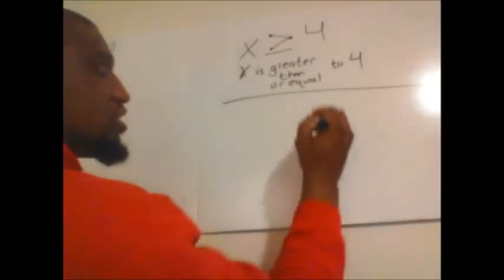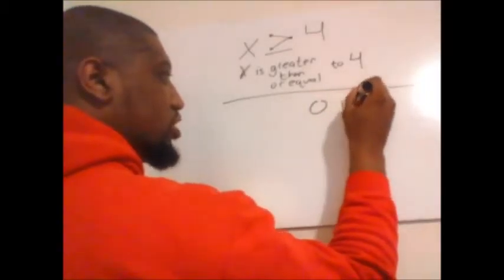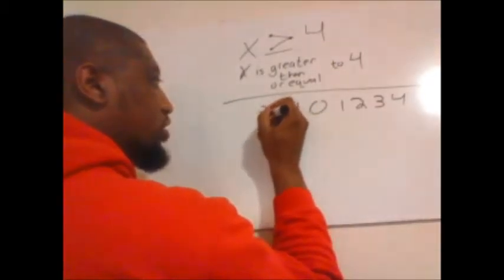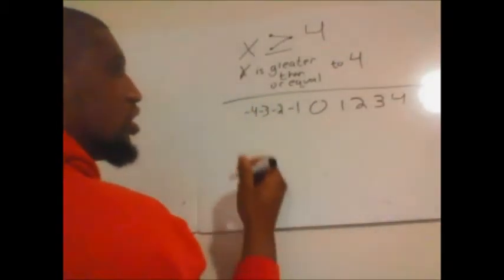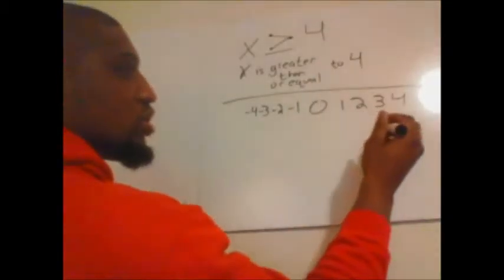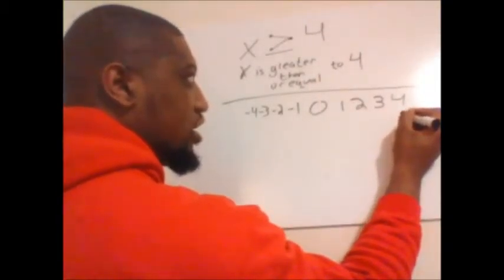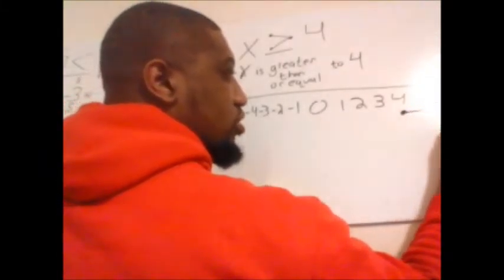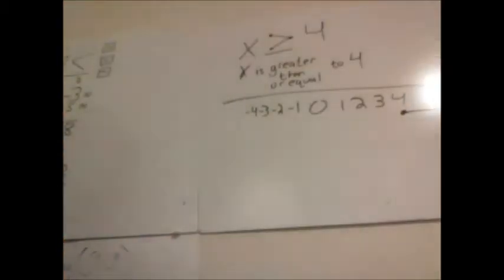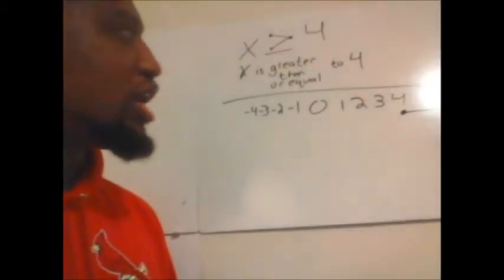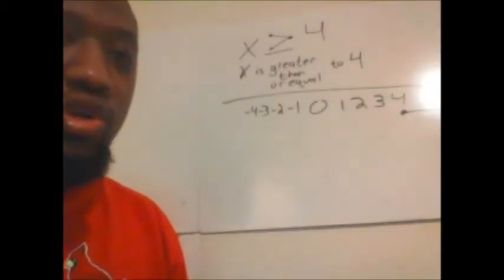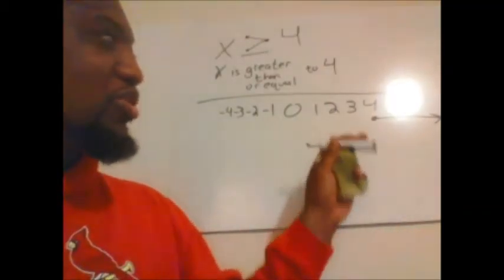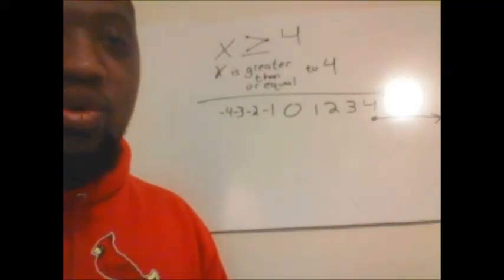Now all I need to do is graph this. So if I had a 0 here, a 1, 2, 3, and a 4, negative 1, negative 2, negative 3, negative 4, okay? I start at 4, and I'm going to do a closed dot. And since it's greater, greater goes to the right. Therefore, I'm moving it in that direction. So it's going to start at 4. I'm including the 4, and it's moving on into a greater. So 5 would work, 6, 7, 100, but 3, 2, 0, all of those would not work for that inequality.